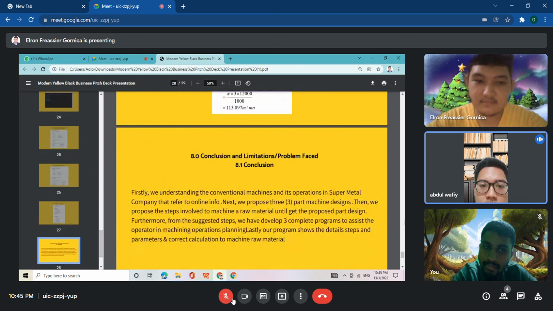For the conclusion, firstly, we understand the conventional machine and its operation. Next, we propose a three-part machine design. Then, we propose the steps involved to machine a raw material until we get the proposed part design. Furthermore, from the suggestions, we have developed three complete programs to assist the operator in machining operation planning. Lastly, our program shows the detailed steps, the parameters and correct calculation to machine the raw material.